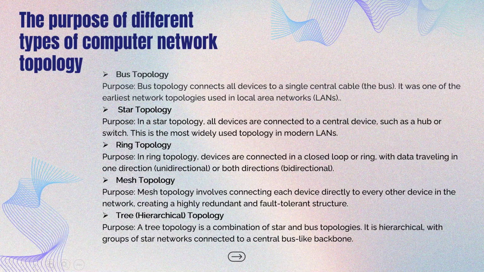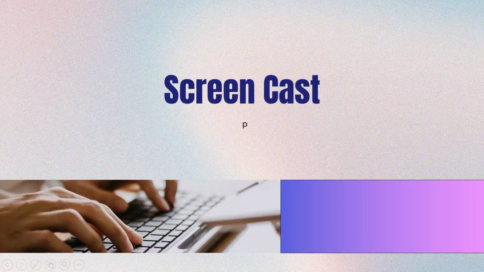Tree topology. We also call it hierarchical topology. A tree topology is a combination of star and bus topologies. It is hierarchical, with groups of star networks connected to a central bus-like backbone.